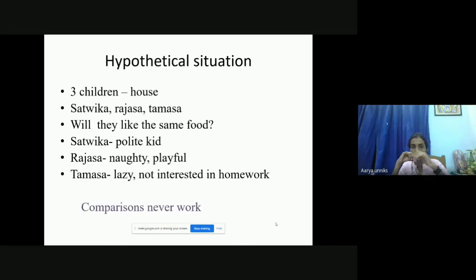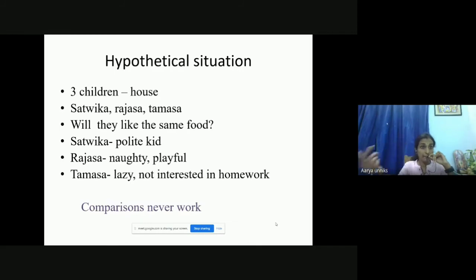Next, we'll see a hypothetical situation where there are three children in the house, Sattvika, Rajasa and Tamasa. Will they like the same food? Definitely not. They'll need different foods because Sattvika Priya, Tamasa Priya, Rajasa Priya, their likings will be different. The Rajasa child will adopt the junk foods, the mixtures, spicy things. He'll go with more pickles, and he might add more Lavana into his diet.